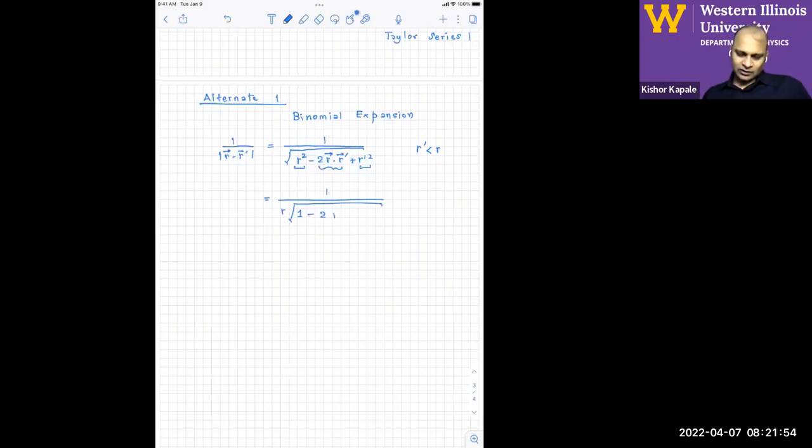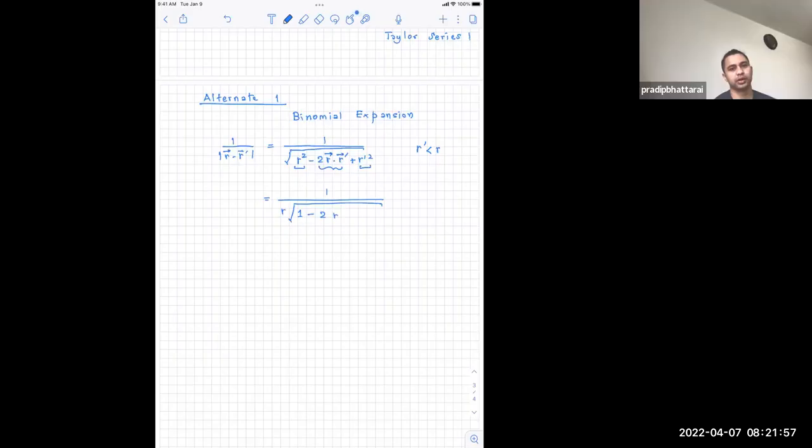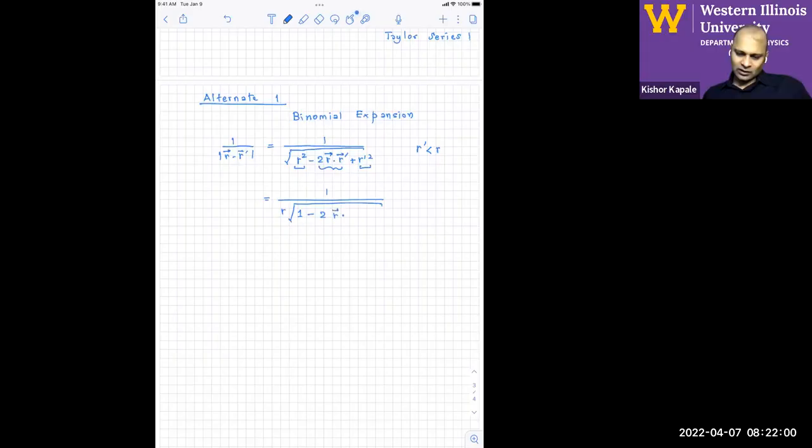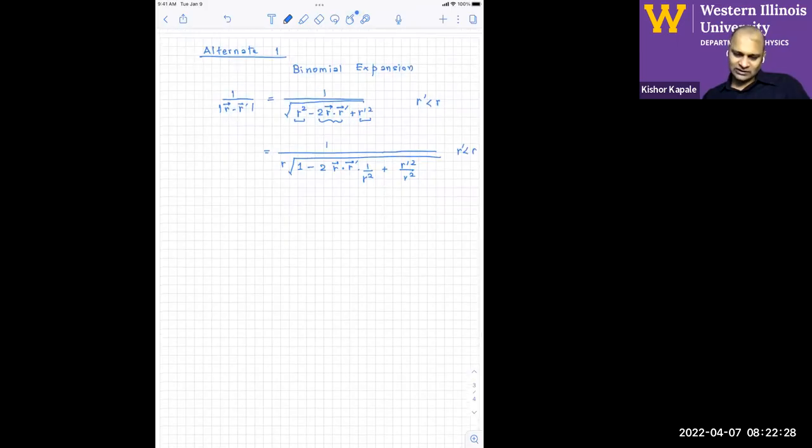For this term, you will have 2 r dotted with r prime times 1 over r squared, because now we took r common, or r outside. So now this term has to be divided by r squared. Let's go further. And then the other term would be r prime squared over r squared. Everybody with me so far? Does that make sense? Okay, now that we have seen that, I can manipulate these things a little bit.